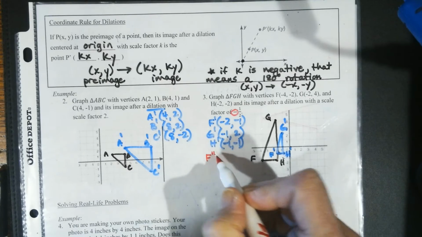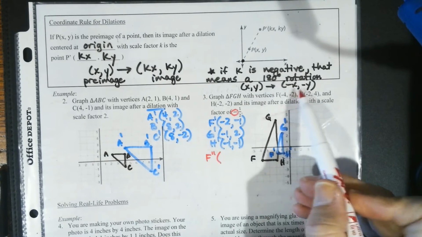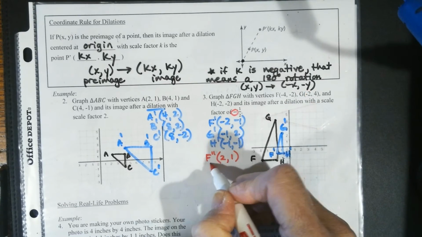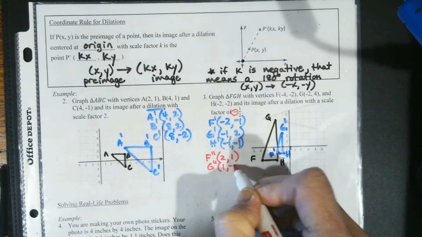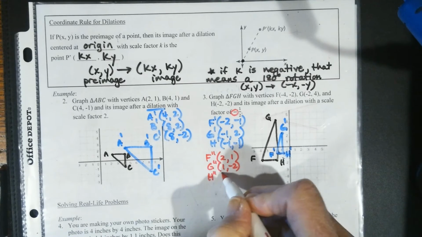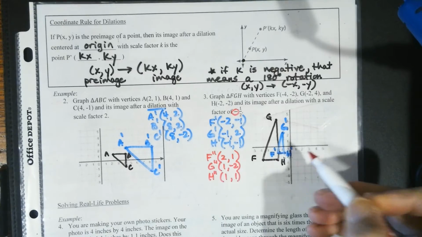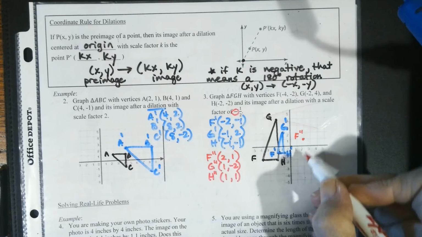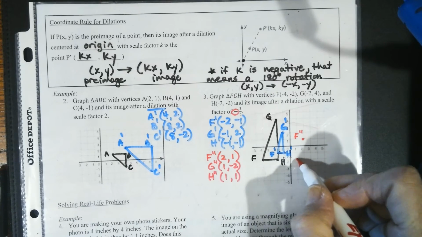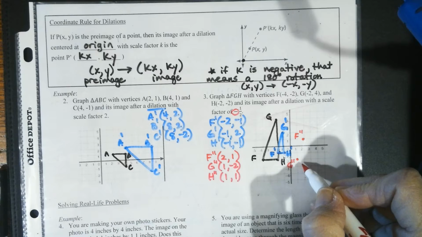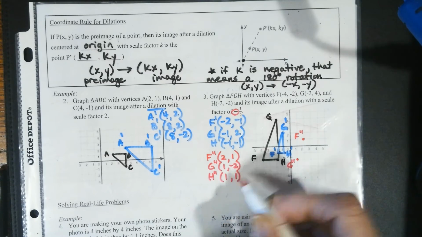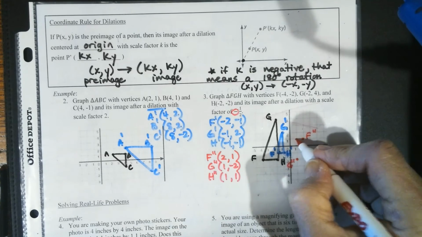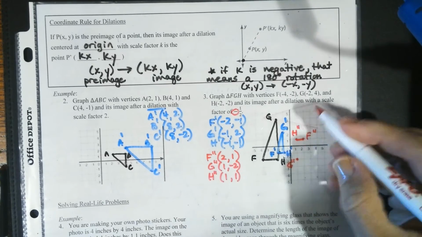So F double prime, it's just going to switch the signs is what it does. So F double prime will be 2, 1. G double prime will be 1, negative 2. And H double prime will be 1, 1. So 2, 1 will be F double prime. 1, negative 2 will be G double prime. And 1, 1 will be H double prime.